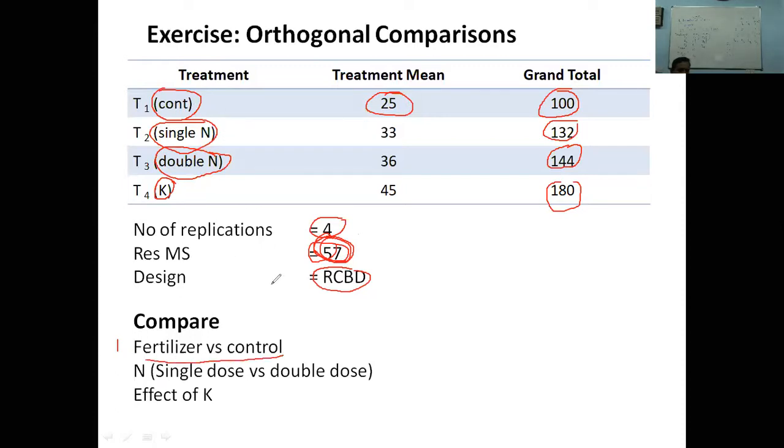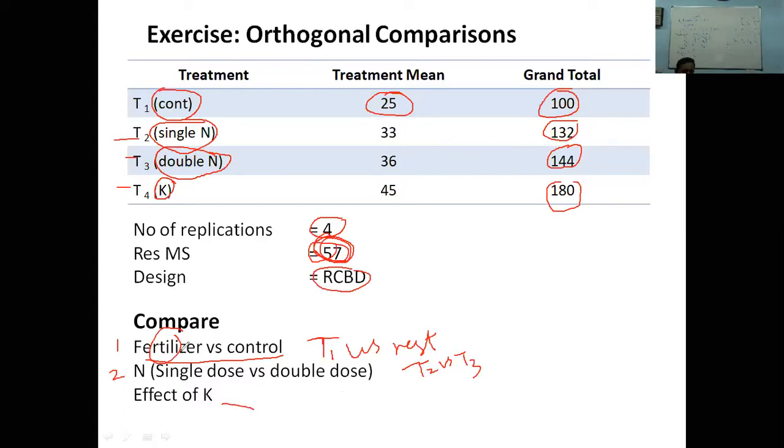If it is fertilizer versus control, what versus what? T1 versus the rest. Fertilizer versus control means T1 is the control, T2, T3, T4 are all with fertilizer. So T1 versus rest. Then you are comparing only within nitrogen, single dose versus double dose. So that means T2 versus T3. I'm considering only T2 and T3.